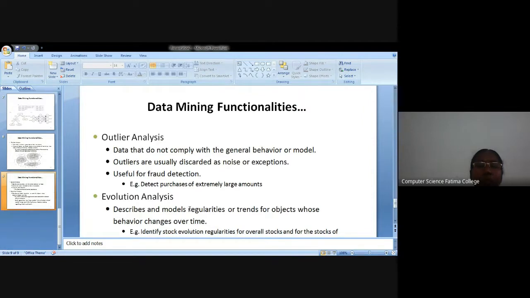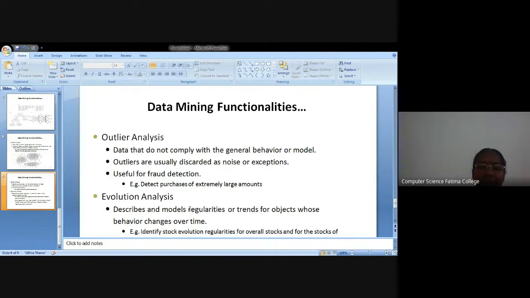Next, we are going to look at one more concept: outlier analysis. It is mainly used for data that do not comply with the general behavior or the general models. These are called outliers, also treated as noise or expected exceptions. It is very useful for fraud detection, for example to detect the purchase of an extremely large amount. Take the example of a grocery store.